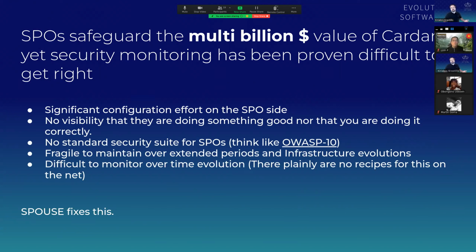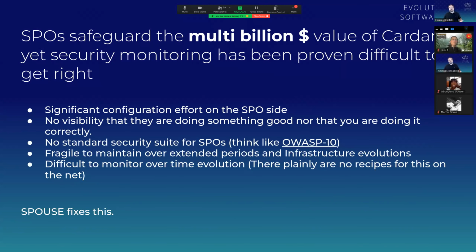There's also a lot less help than, for example, in the web space. In the web space, you have tools like the OWASP Top 10. For running a Cardano SPO node? No, right? There's no top 10 list of things that you should do to make your operation as secure as possible.